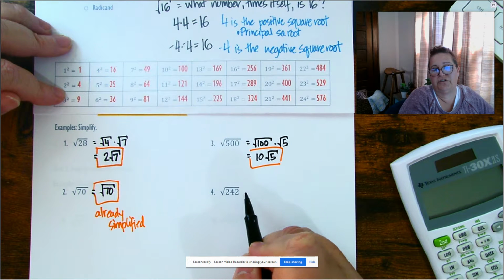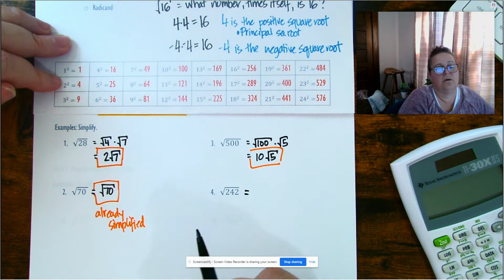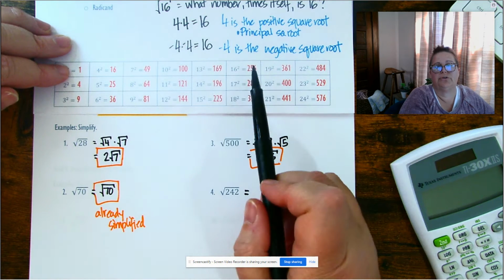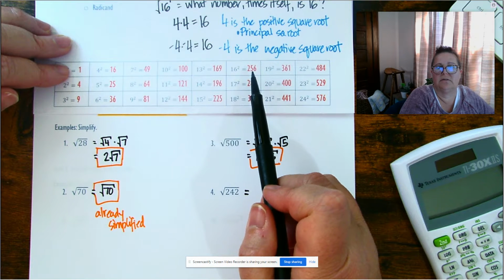What about the square root of 242? Well, 242 is closest to the 256.